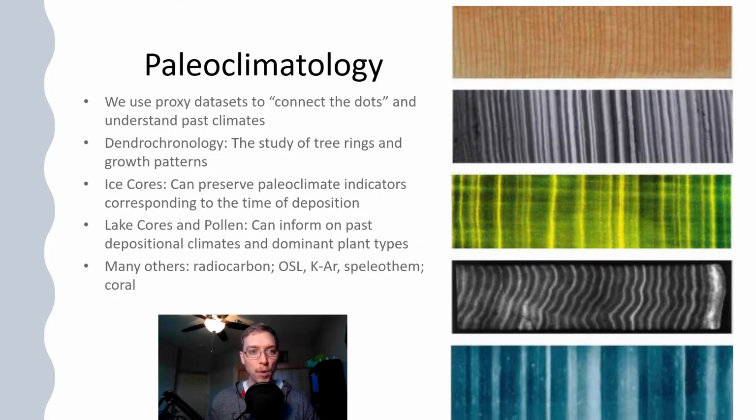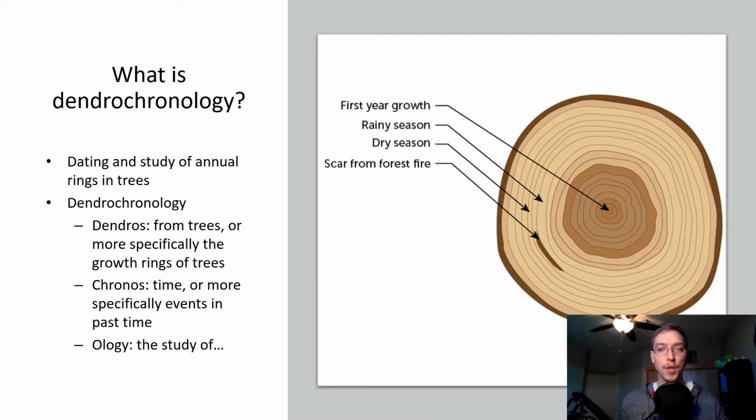So here we're continuing our discussion on using proxy data sets to connect the dots and understand past climates. Dendrochronology, the study of tree rings and growth patterns, is where we're going to start out. What is dendrochronology? Well, it's basically dating and studying of annual rings in trees. Dendros, meaning from trees, or more specifically, the growth rings of trees. Chronos, time or past time, events in past time. Ology, the study of.